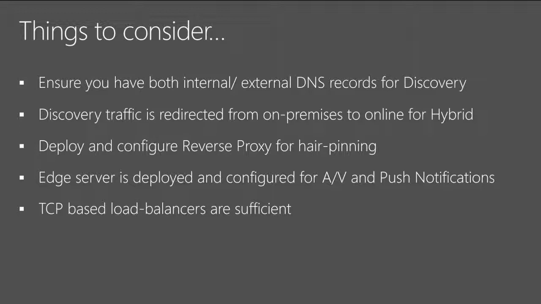The third one is around setting up your reverse proxy. We talked about doing the hairpinning, where you want to enable this seamless experience for the mobile user when he moves from the internal to external networks. And lastly, you have to deploy an Edge server, especially if you want to have the AV traffic go externally, as well as if you want to enable push notifications, which also goes through the Edge server.